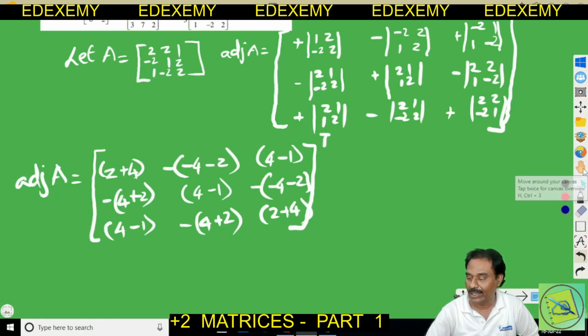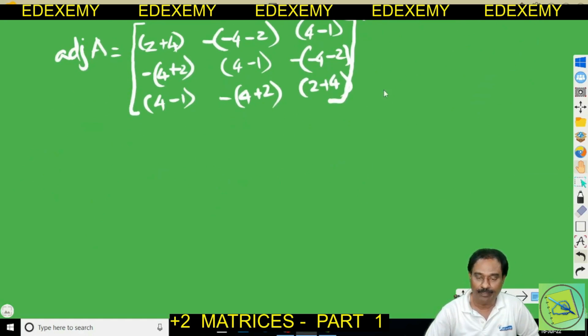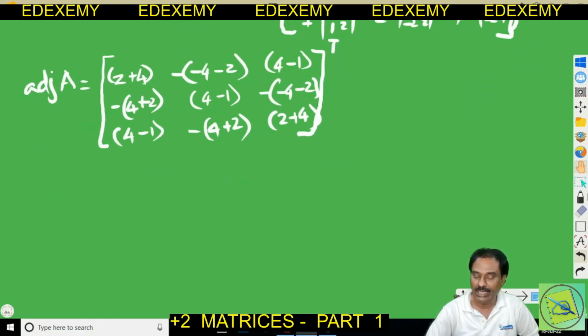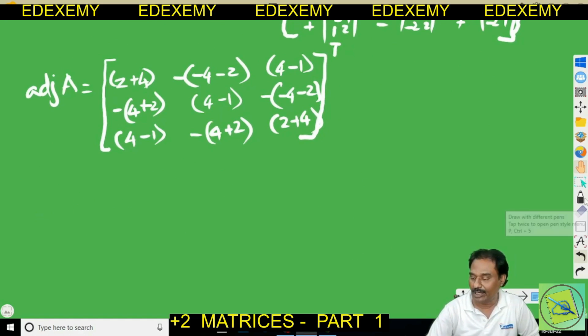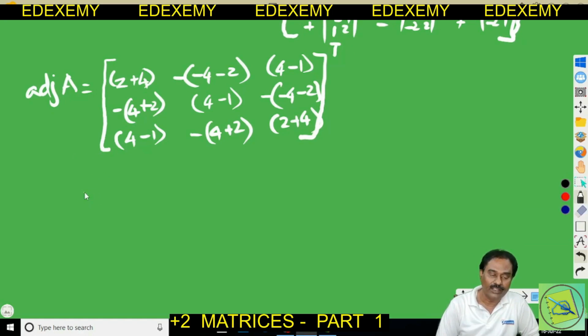Now we will find the value of these elements. Now adjoint of A is equal to 2 plus 4 is 6. Okay, minus 4 minus 2 is minus 6. Minus of minus is plus, therefore plus 6. 4 minus 1 is 3. Now 4 plus 2 is 6. Minus 6. 4 minus 1 is 3.